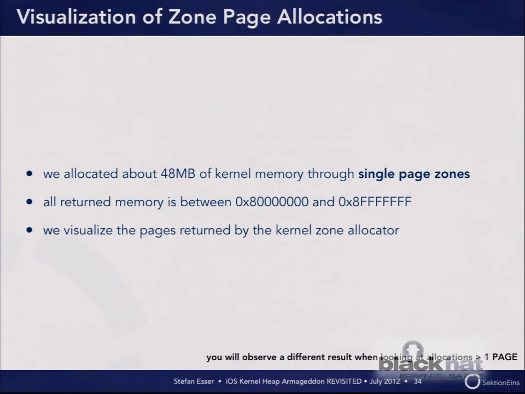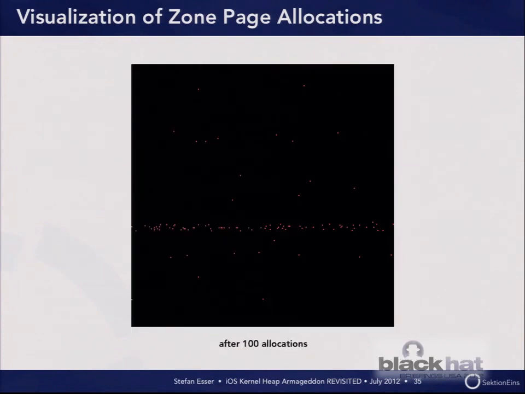And what I wanted to do is visualize where in memory these allocations are. So I just wrote a simple user space tool that would allocate 48 megabytes of kernel memory and then just visualize where in memory these pages are. So in the beginning, you don't see much after like 100 allocations. I think that you cannot see it so well. There are some in the lower third, maybe there are some red dots, and all over the place there are some smaller red dots, but basically there's a line.